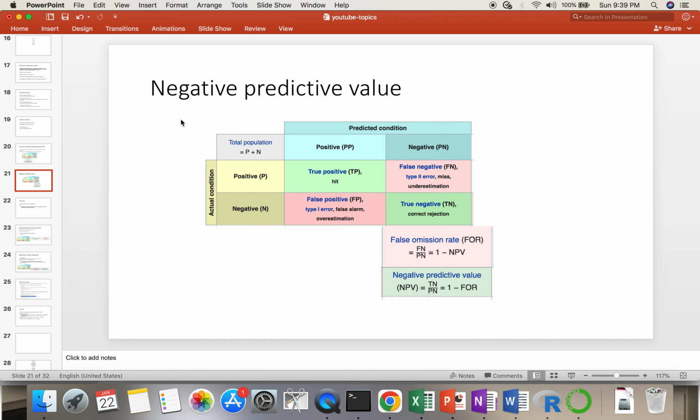Next thing is negative predictive value. On the other side here, we predicted negatives. It is predicted as negative and it is false. We predicted as negative and it is true. This is predicted negatives, total negatives. Out of these, false omission rate is, out of the predicted negatives, what is falsely predicted? That is false omission rate. And out of the predicted negatives, what is truly predicted? That is negative predictive value.